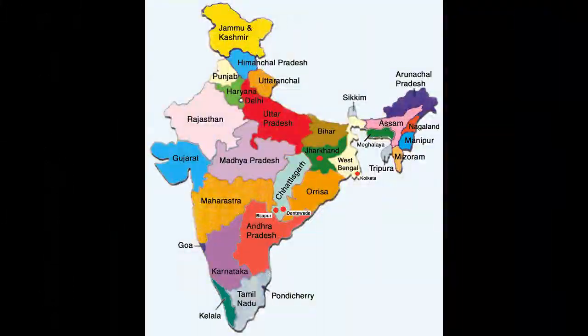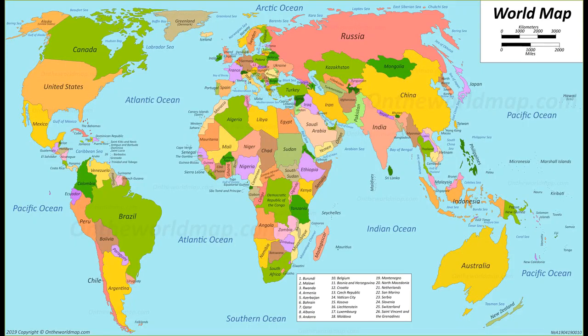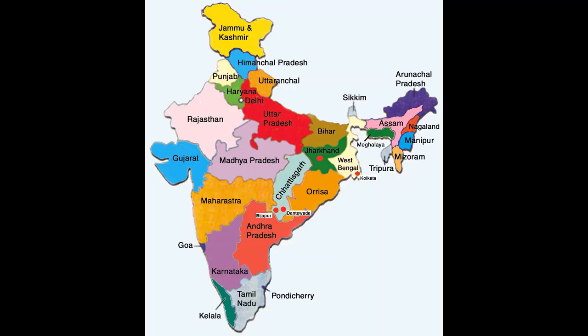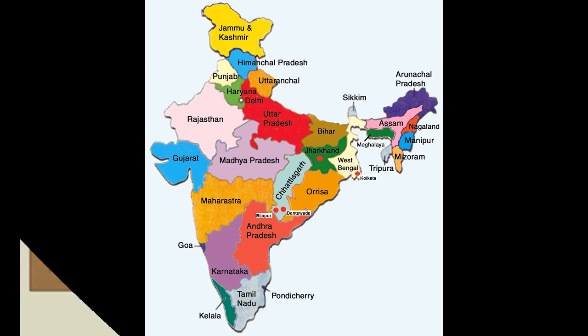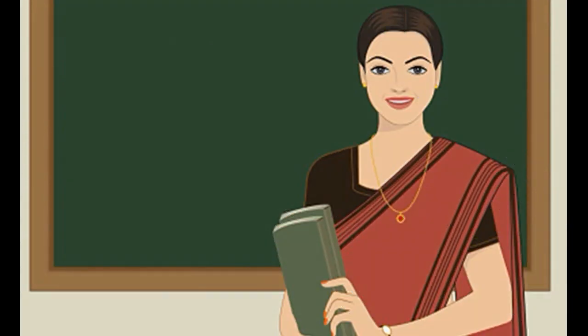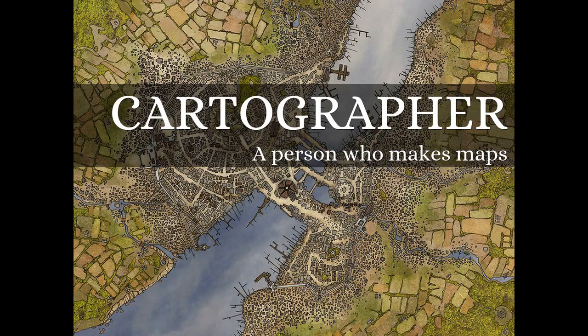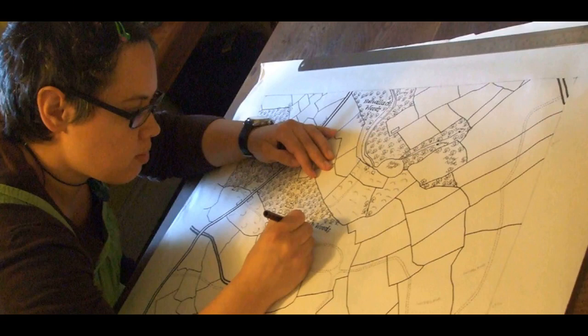A map is a symbolical representation of a specific place. It provides information of the world in a very simple and visual manner. It shows us the shape of the country, location of places, distance between these places, and various directions of finding different places. Slaters, do you know the people who make maps are called cartographers? They create maps for various purposes.